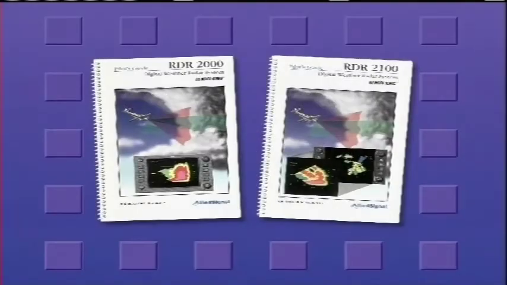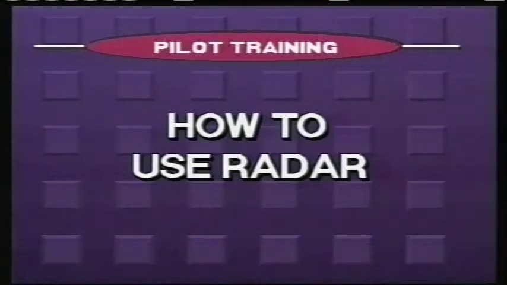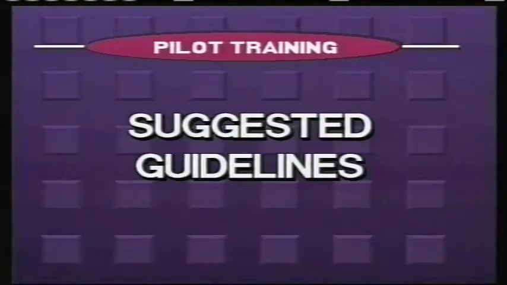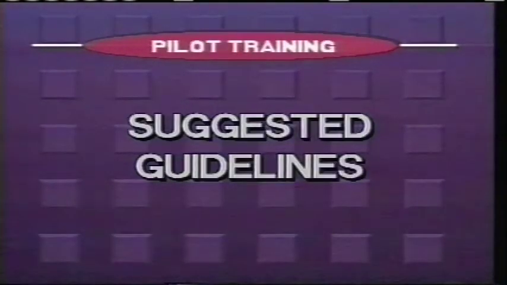The purpose of this video is to instruct pilots in the operation of the RDR 2000 and RDR 2100 series airborne weather radar systems. It is meant to complement the more in-depth operational information found in the appropriate Systems Pilot's Guide. In this program, we will provide you with the following information: a basic understanding of radar operation, a description of how to use weather radar to detect and avoid dangerous weather cells, a set of suggested guidelines for using a weather radar throughout a typical flight.